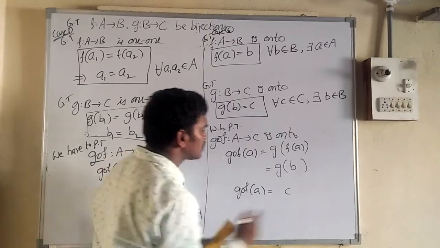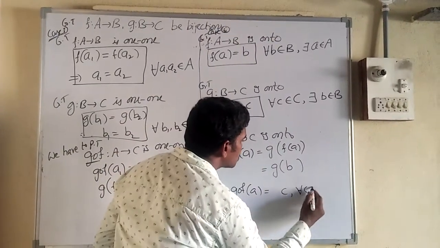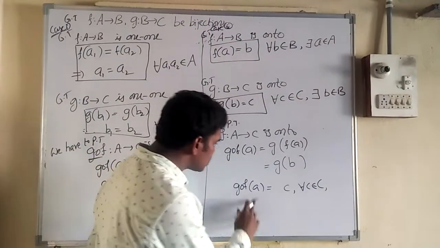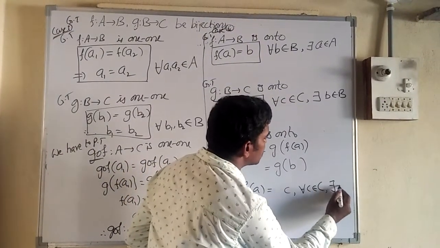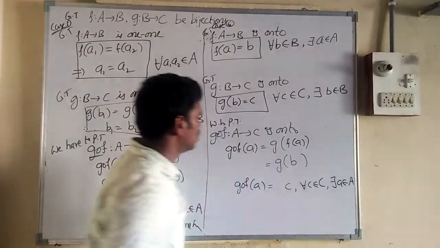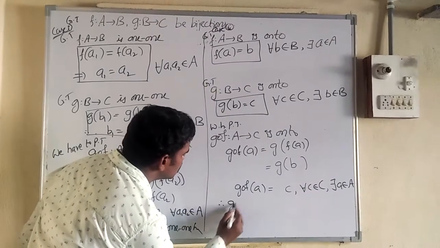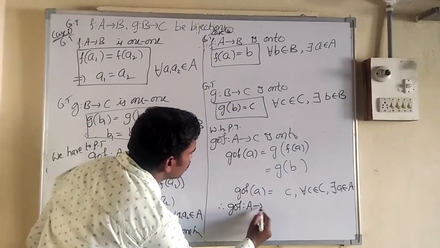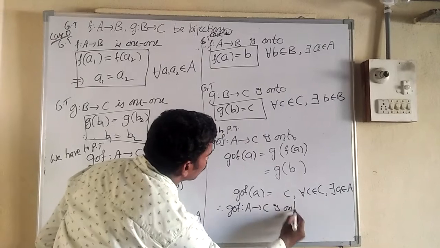What is C? For all C belonging to capital C, and what is the element? A. There exists A belonging to capital A. So therefore G circle F, which maps from A to C, is onto.